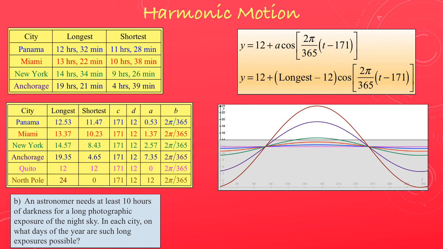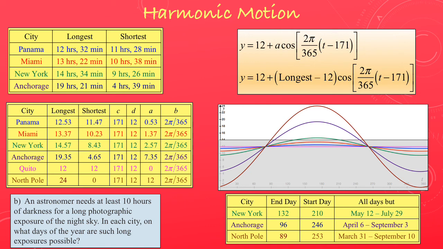It should be clear that for Panama, Miami, and Quito, this inequality is always true, which means that we can be assured that on any night of the year, we will have at least 10 hours of darkness. But for New York, Anchorage, and the North Pole, we have to find the days of the year that such a photograph is allowable. To do this on the calculator, we graph y equals 14, and for New York, we find the intersection points between the 2 curves. We find the intersection points are t equals 132 and t equals 210.